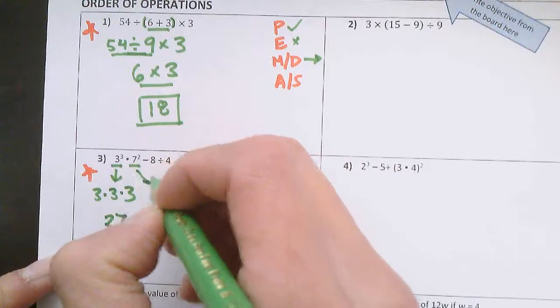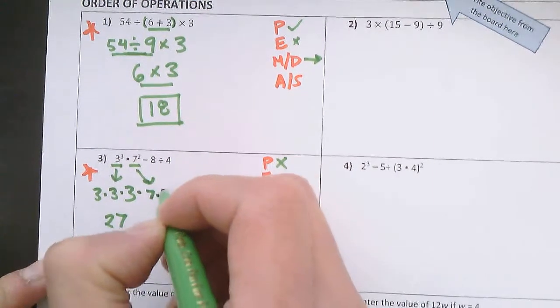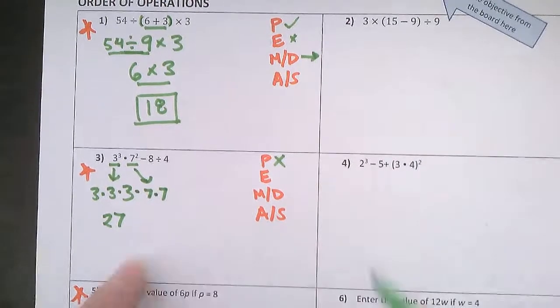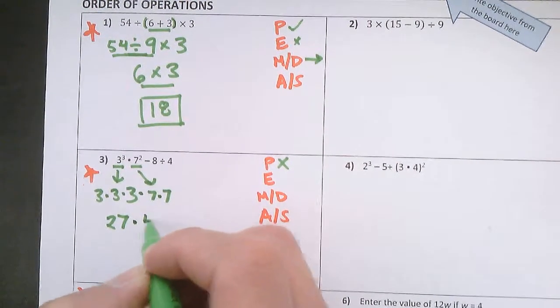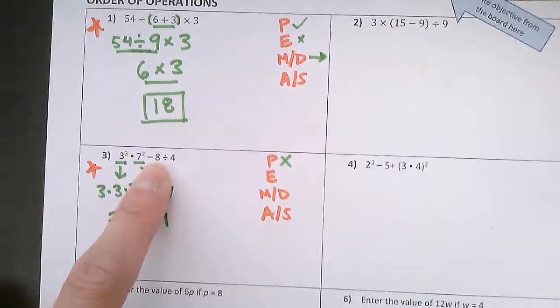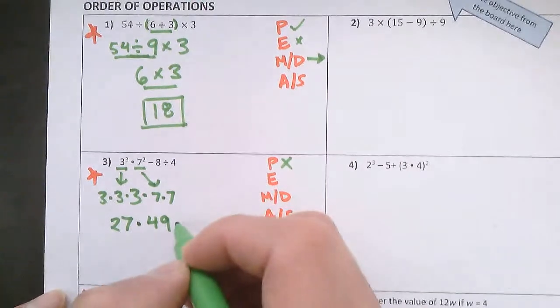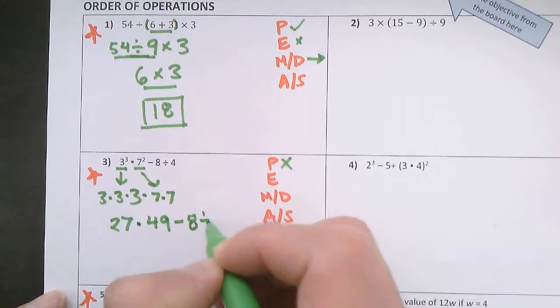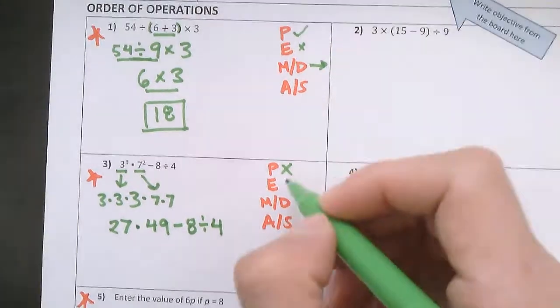This exponent, that's the same thing as 7 times 7. And so 7 times 7 is 49. So that means I have 27 times 49. And don't forget the rest of this expression too. I have minus 8 divided by 4. Okay, so now I've done the exponents.